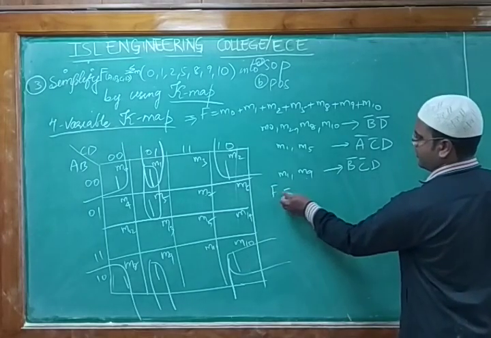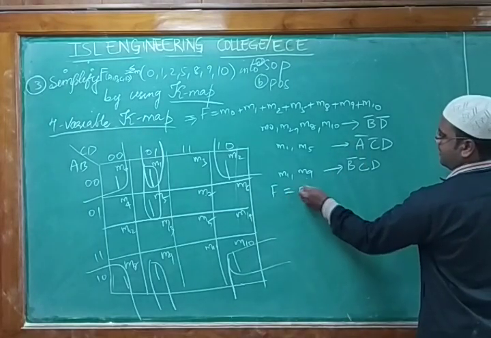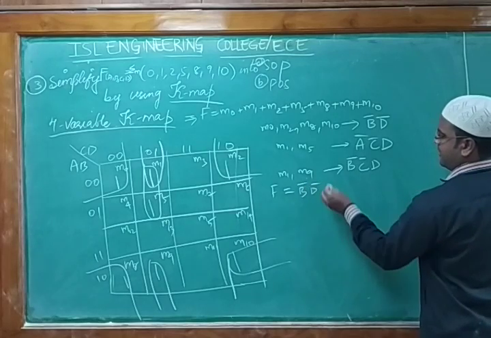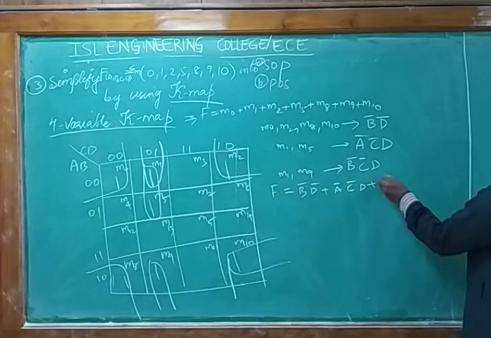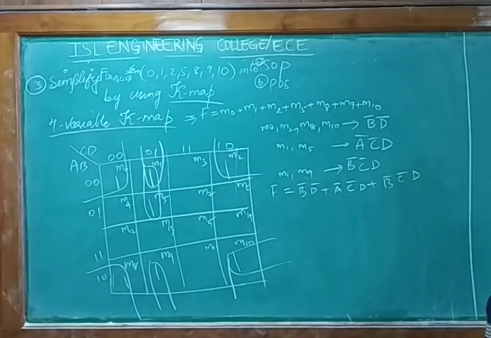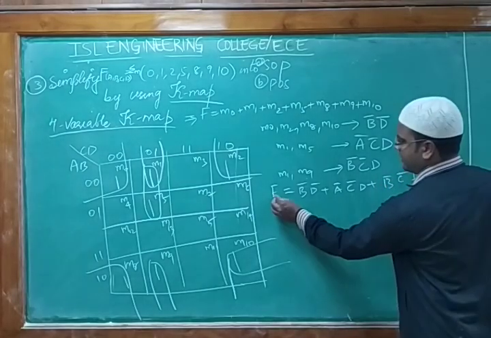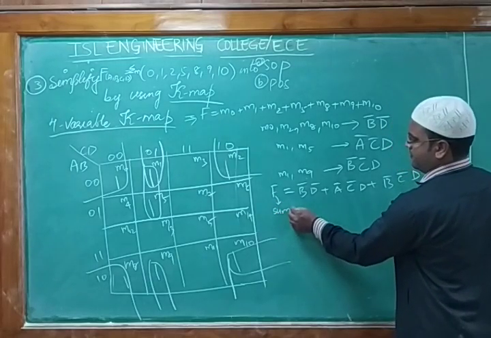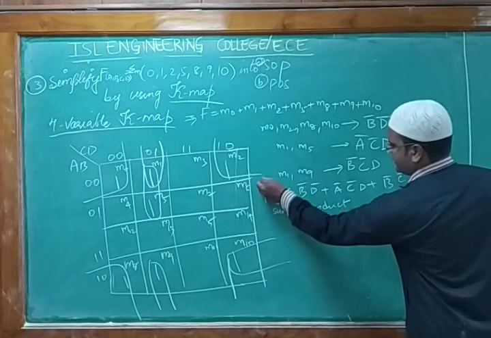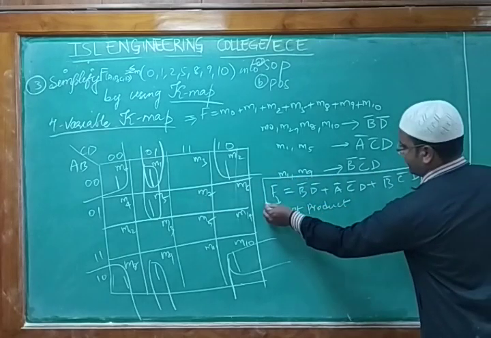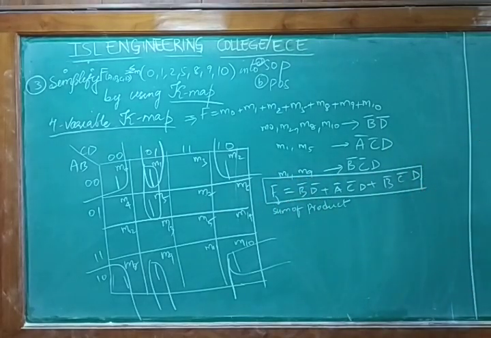So we wrote all this in terms of min terms. So F is equal to what we got: B D bar, B bar D bar plus A bar C bar D plus B bar C bar D. So we found the min terms. Min in the sense we converted that particular function into sum of product. Next, what is left now? After writing sum of product, we have to write its product of sum, the POS form.